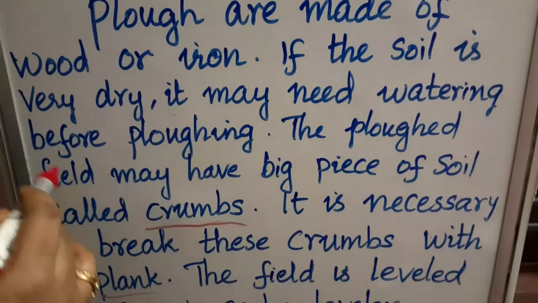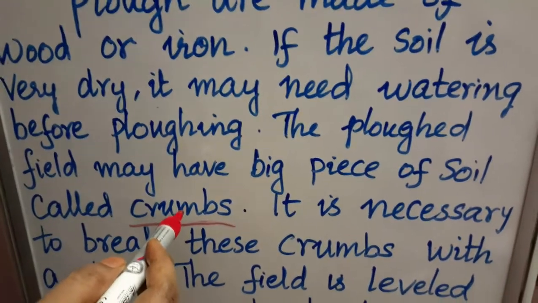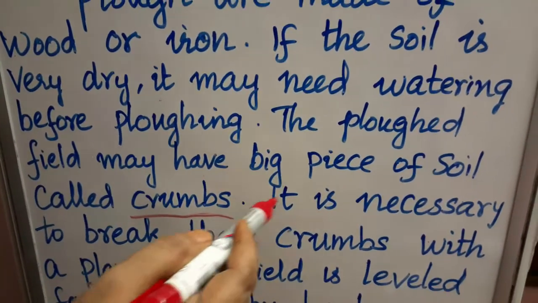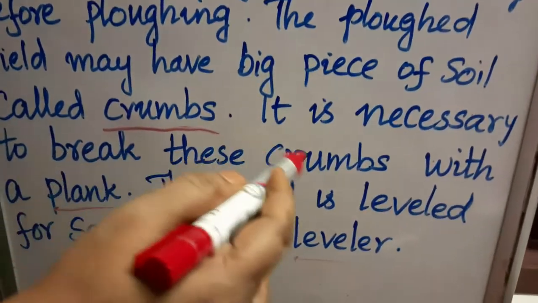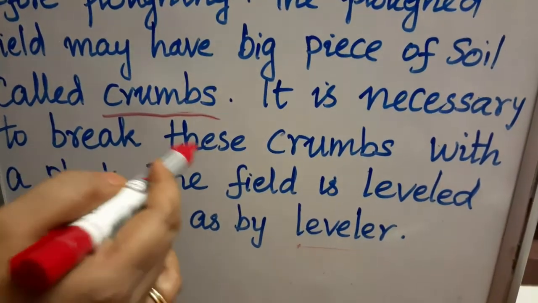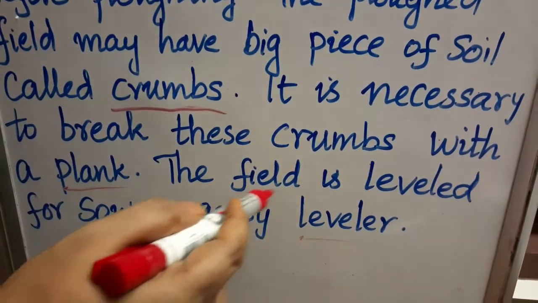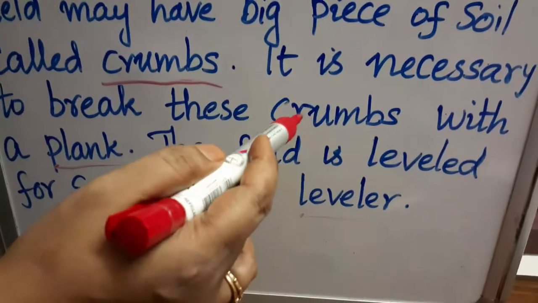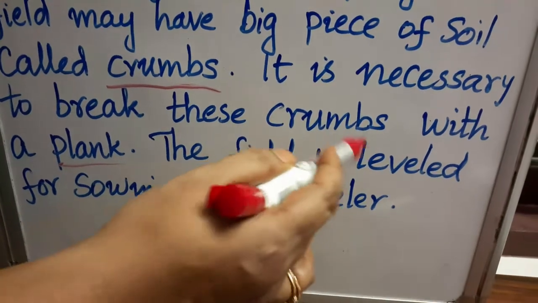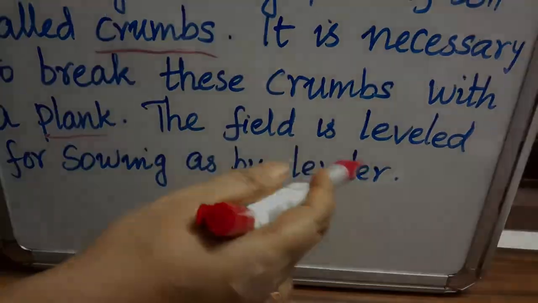The plowed field may have big pieces of soil called crumbs. It is necessary to break these crumbs with a plank. Then after that, the field is leveled for sowing with the help of a leveler.